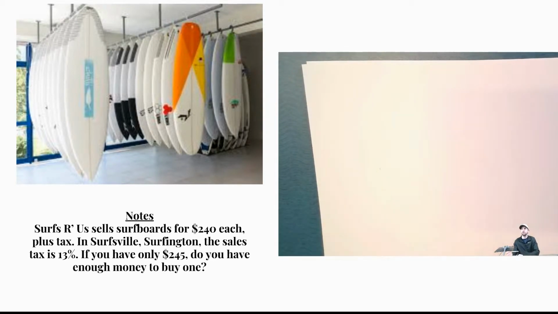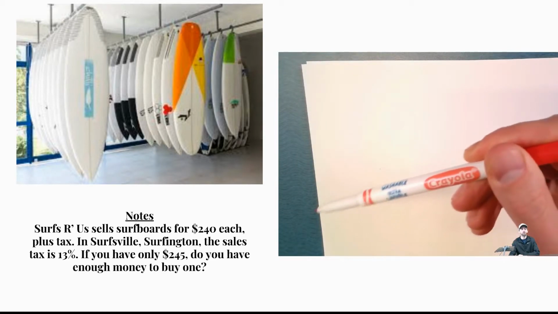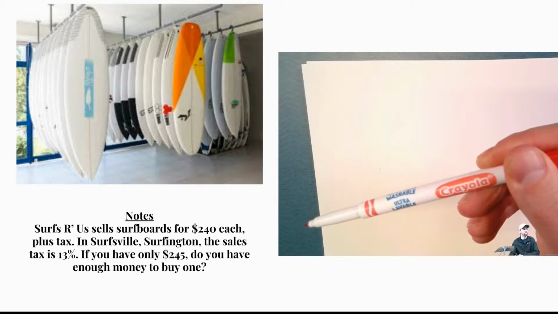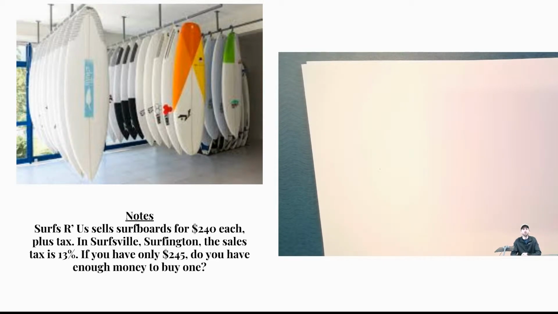So, if you haven't already, there is the question right over here on this slide. Make sure you write that down, the whole thing, so you have this in your notes. Notice how it says notes on it. Surfs R Us sells surfboards for $240 each, plus tax. In Surfsville, Surfington, the sales tax is 13%. What I want you to do is find out if you have enough money, if you only have $245. Math Joke Guy earned a big check from his YouTube subscribers and advertisements on YouTube. So he earned $245 last month. Can he buy a new surfboard?